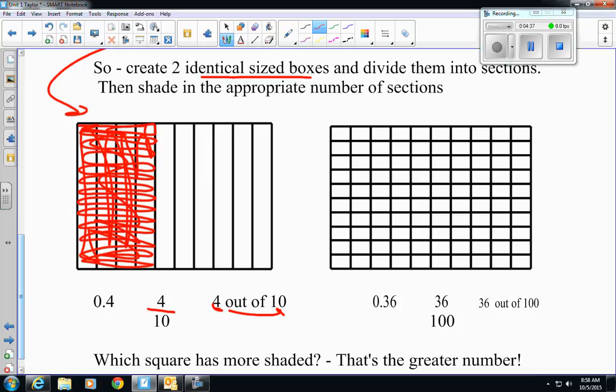All right, now we're going to do 36 hundredths. So I'm going to break my box into 100 pieces this time. And how many of them are we going to shade? 36 of them. So let's do the first 3 columns. That's 10, 20, 30. Notice I'm keeping the same spot as I did on the one on the left. It's easier to compare if they're in the same place.